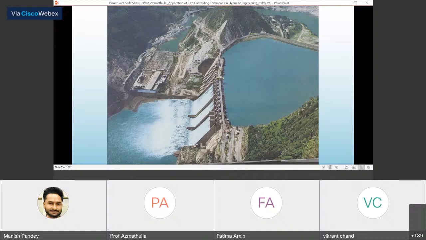See another example, the Salal Dam spillway in Jammu and Kashmir, which is under the bilateral agreement with Pakistan. The Salal Dam spillway in Jammu and Kashmir was completed in 1987.